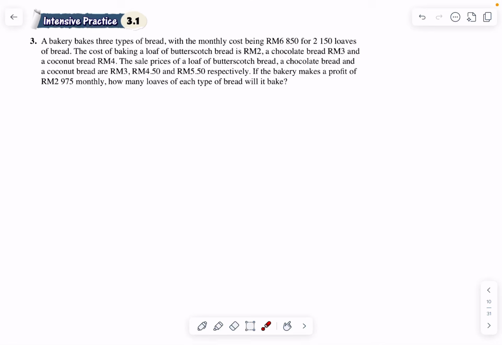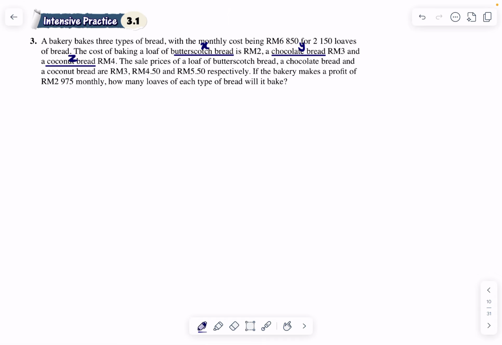Question 3. A bakery bakes 3 types of bread with monthly costs being this much for these many breads. The cost of baking a loaf of butterscotch bread is 2 ringgit, chocolate bread 3 ringgit, and coconut bread 4 ringgit. Okay, so butterscotch bread, let's call this X, chocolate bread, we'll call it Y, and coconut bread, we'll call it Z.